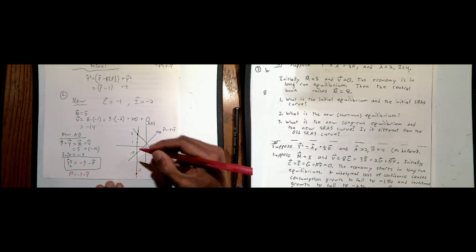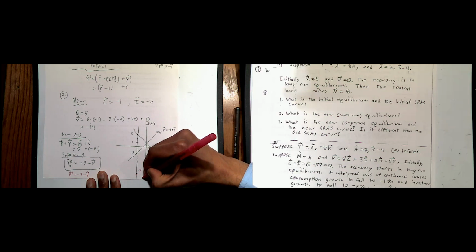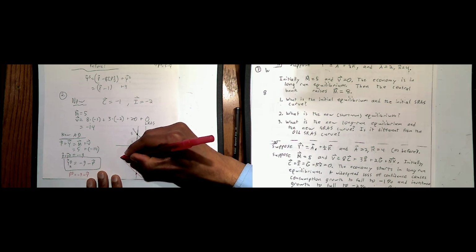So to get this in inverse form, we just move the P over to this side, the Y over to this side, like that. It's not too tough, but here we have a -9, and so, oh man, this is going to be ugly. This is the new AD curve.